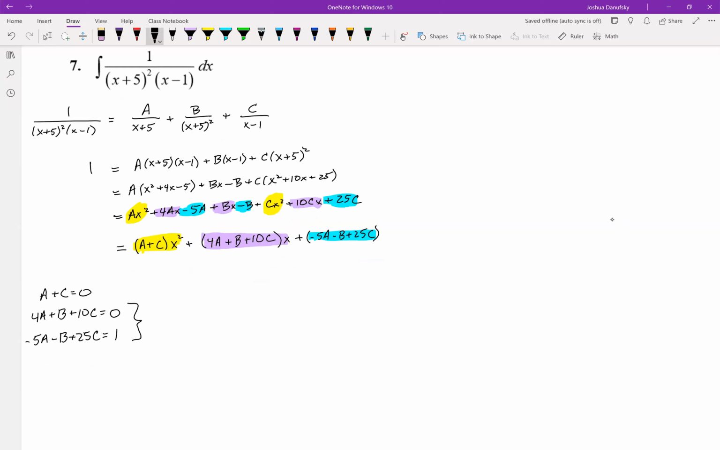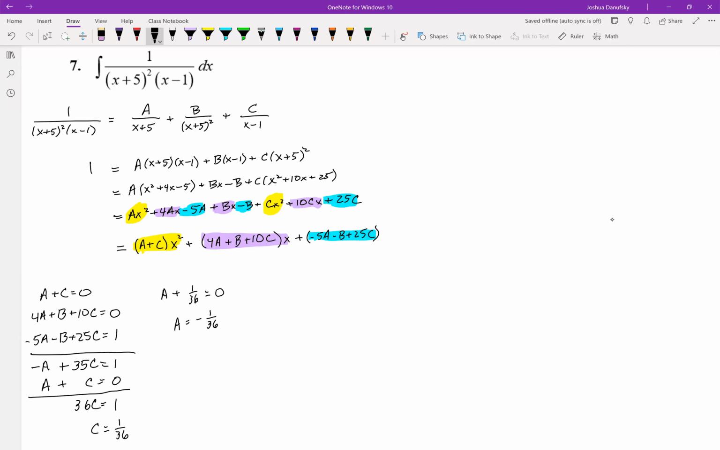Noticing that if we add these two together, the B's will cancel. And we get negative A plus 35C equals 1. And taking our first equation, A plus C equals 0, and adding straight down there, we'll get 36C is equal to 1, leaving us with C equals 1 over 36. Plugging back into A plus C equals 0, we get that A is equal to negative 1 over 36.